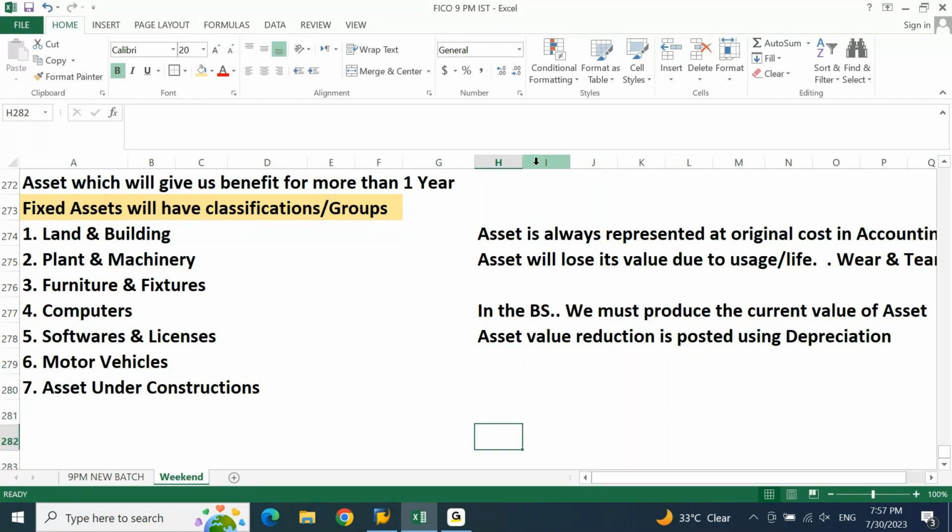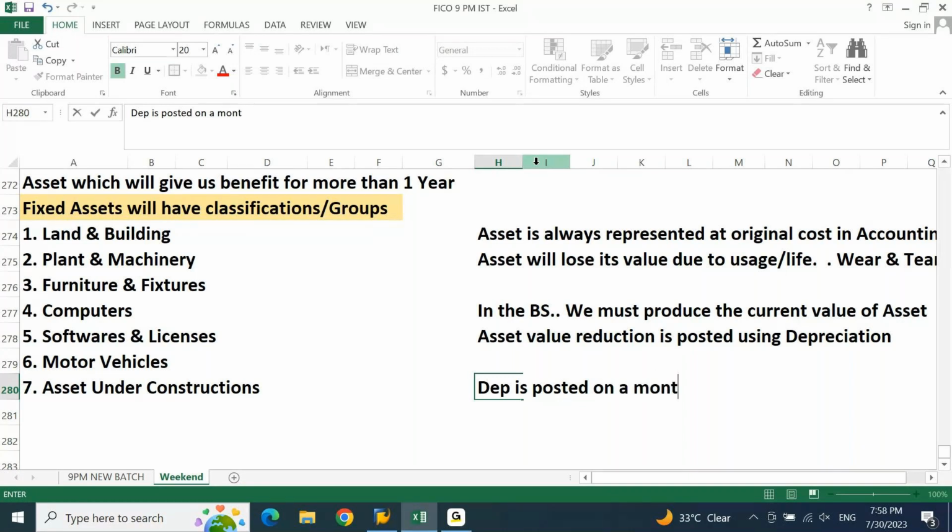Now, depreciation is posted on a monthly basis. Is this correct? You have to post depreciation on a monthly basis.